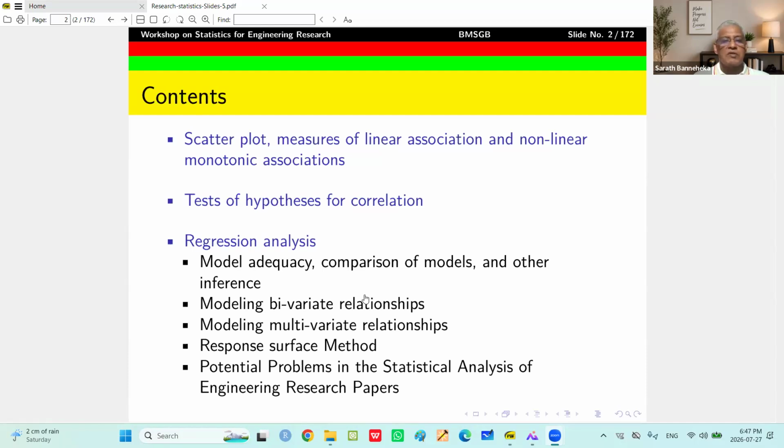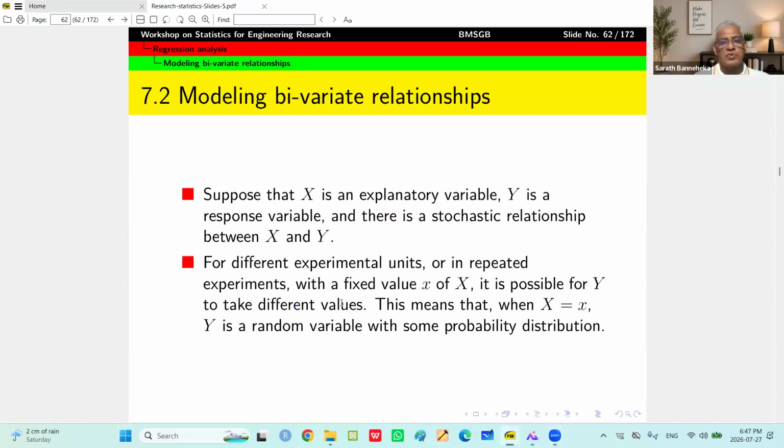In this part three, we will start with modeling bivariate relationships. In this case, that means we are going to consider one y variable, which is usually called the response variable or sometimes called the dependent variable. And we will consider another variable usually denoted by x. It is called explanatory variable or independent variable.